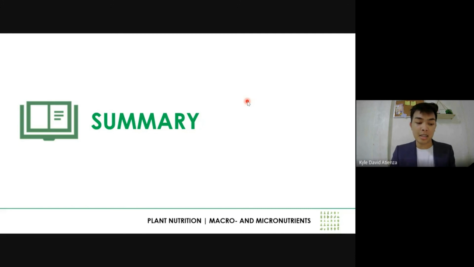Essential elements or essential nutrients are divided into 2 types. First is macronutrients, and the second is micronutrients. Macronutrients are elements or compounds needed by plants in large quantities. This is further categorized into 3. First is the structural macronutrients, the primary macronutrients, and the secondary macronutrients. Structural nutrients are those that are essential and are found in the structure of the plants. These are carbon, hydrogen, and oxygen.